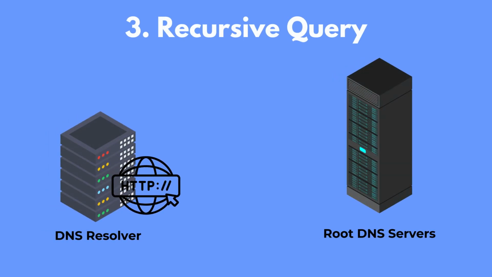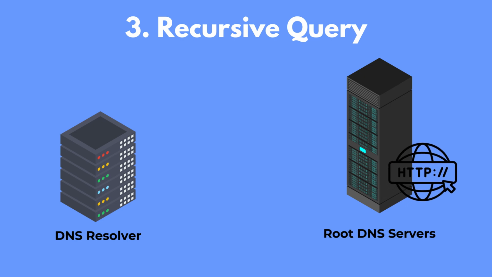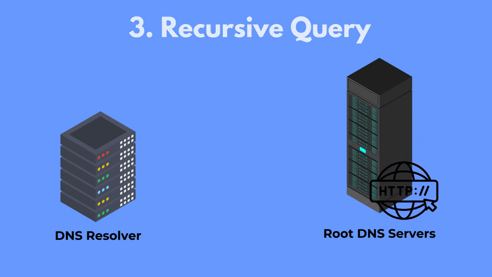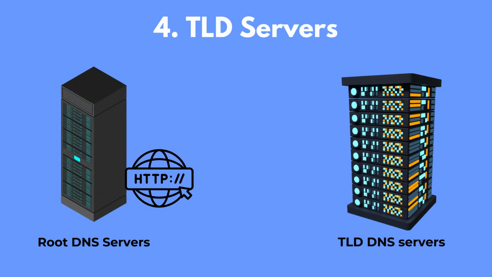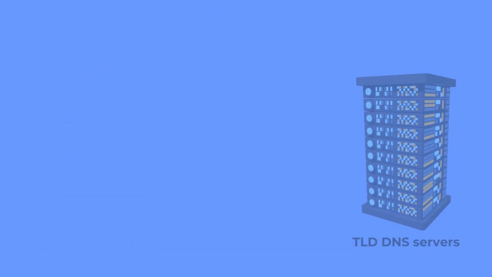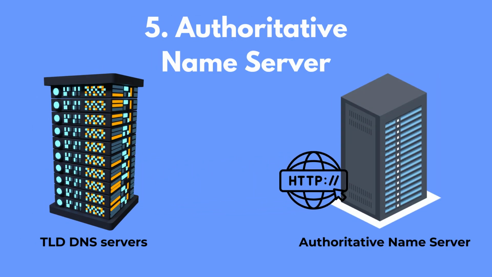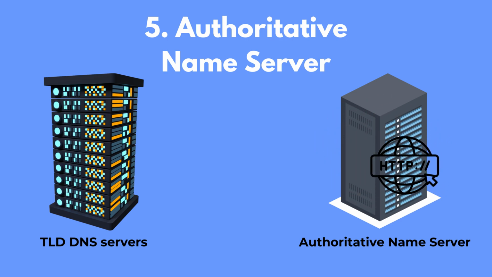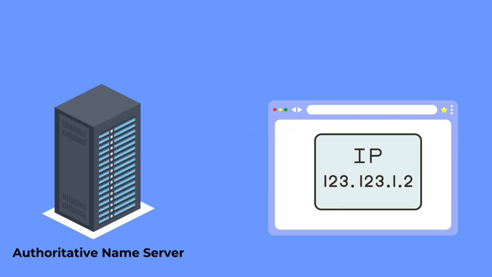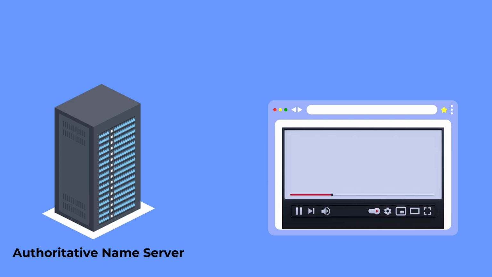3. Recursive query. If the resolver doesn't have the information, it will perform a recursive search, starting with the root DNS servers. 4. TLD servers. Next, the request is passed to the top-level domain, TLD DNS servers, like .com or .org, which point to the authoritative name servers. 5. Authoritative name server. Finally, the authoritative DNS server for that domain returns the IP address to your DNS resolver, which then sends it to your browser. Your browser can now connect to the website via the IP address and display the page.